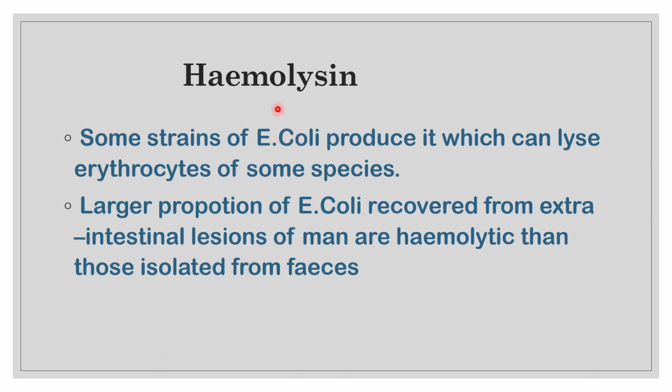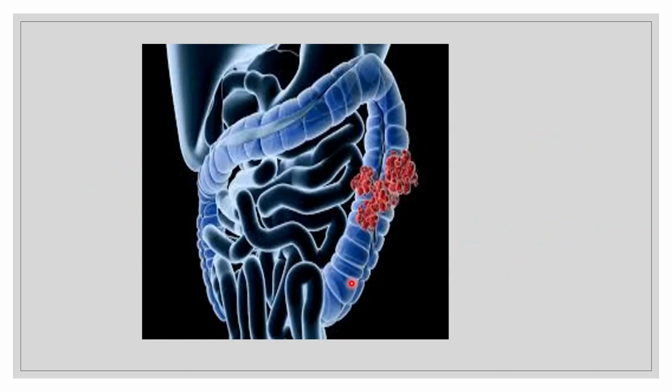Hemolysin. Some strains of E. coli produce it, which can lyse erythrocytes of some species. A larger proportion of E. coli recovered from extraintestinal lesions of man are hemolytic than those isolated from feces. So the main area of the bacteria is the intestines of humans.